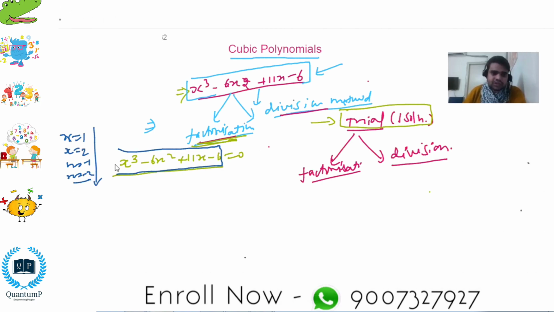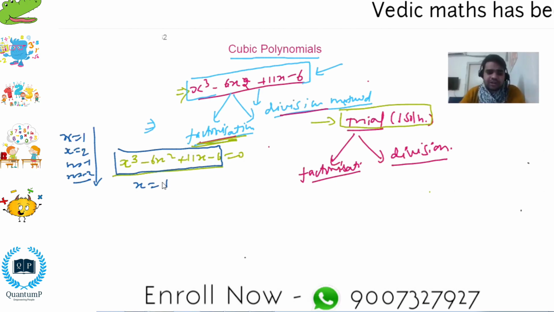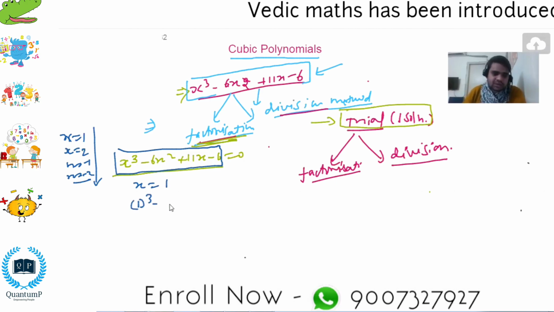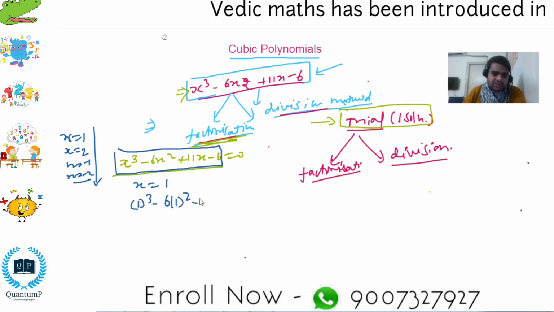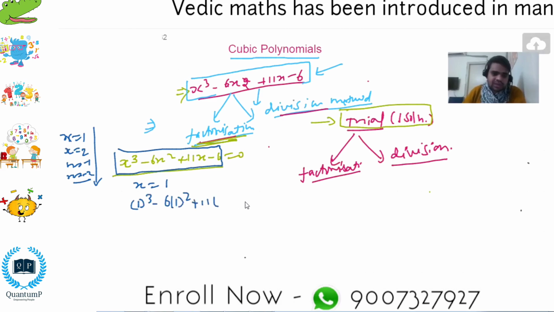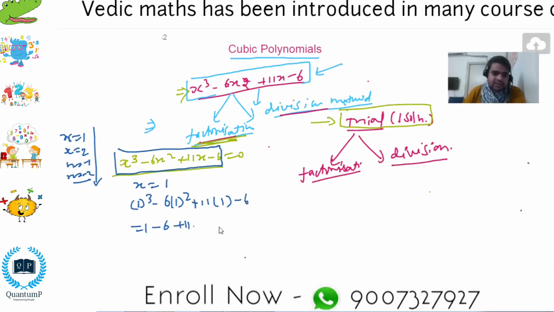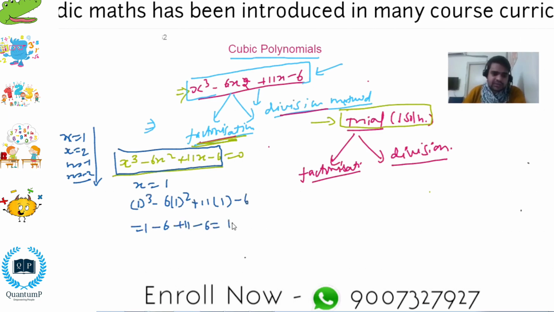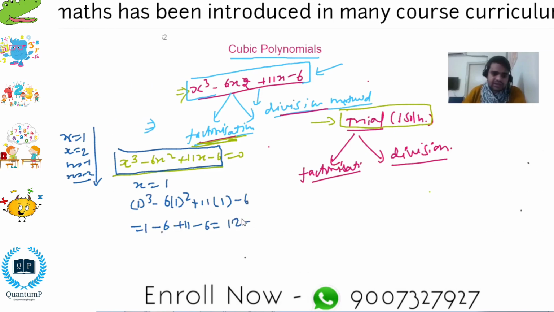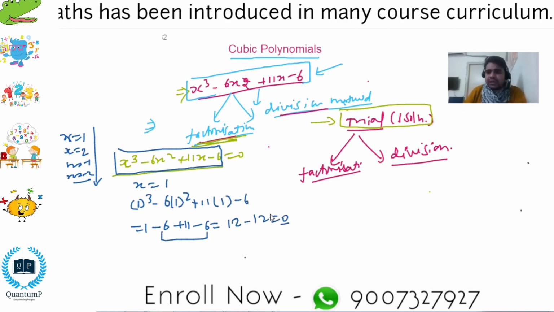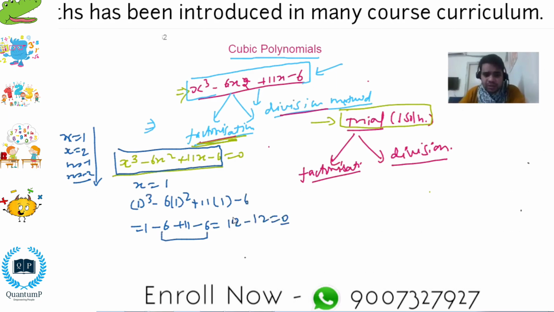Like for this equation, let's check for x equal to 1 first. Let's see what comes if you put 1. So 1 cube minus 6 into 1 square plus 11 into 1 minus 6. You're getting 1 minus 6 plus 11 minus 6, which is 1 plus 11, 12, minus 6, minus 6, is 0. You see, after putting x equal to 1, this whole equation becomes 0.